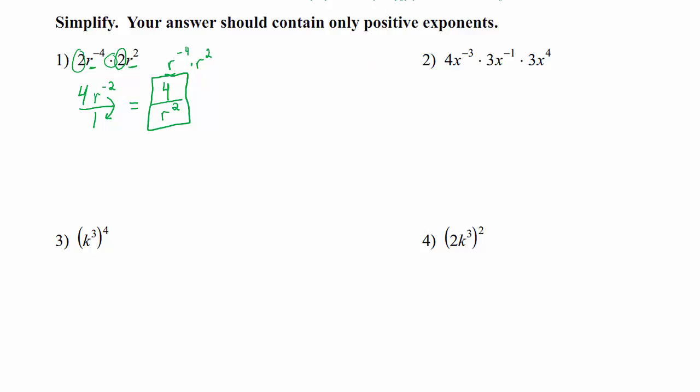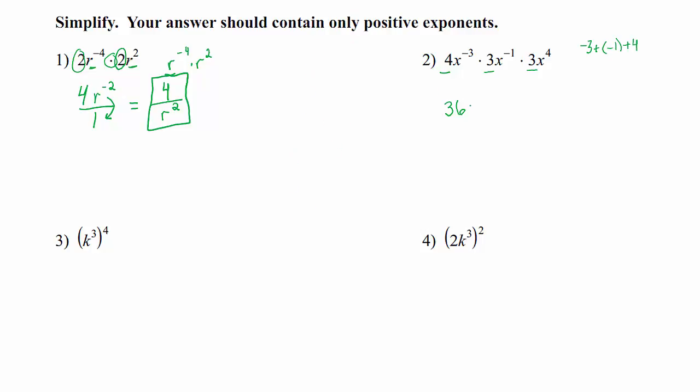On number 2, something fairly similar happens, except this one has more going on. We've got a 4, a 3, and a 3 that don't have exponents, so we can multiply those all together in any order we want, but we should come up with 36. And then everything else we have are x's, so we're going to add their exponents together. We want to add negative 3 with negative 1, and we want to add that with 4. What that gives us is 0.